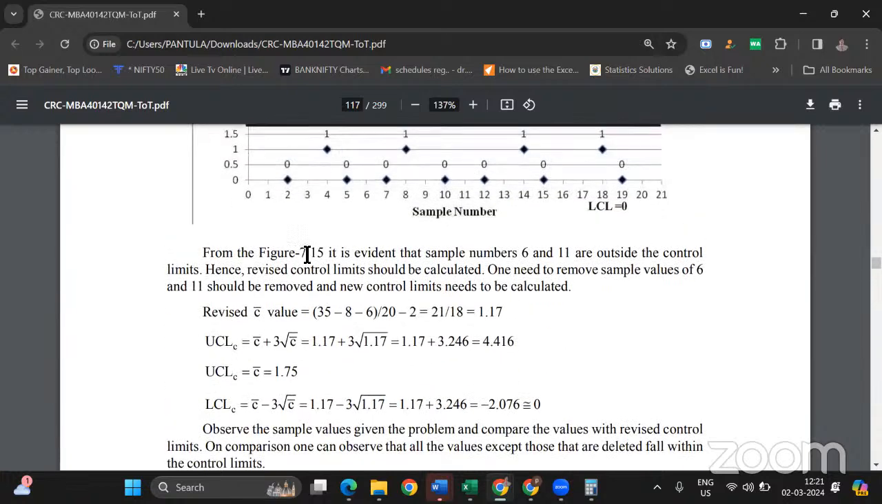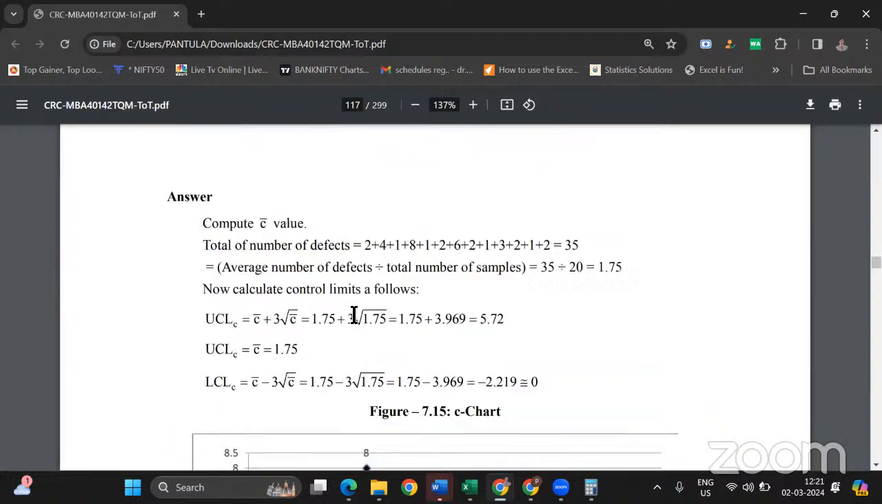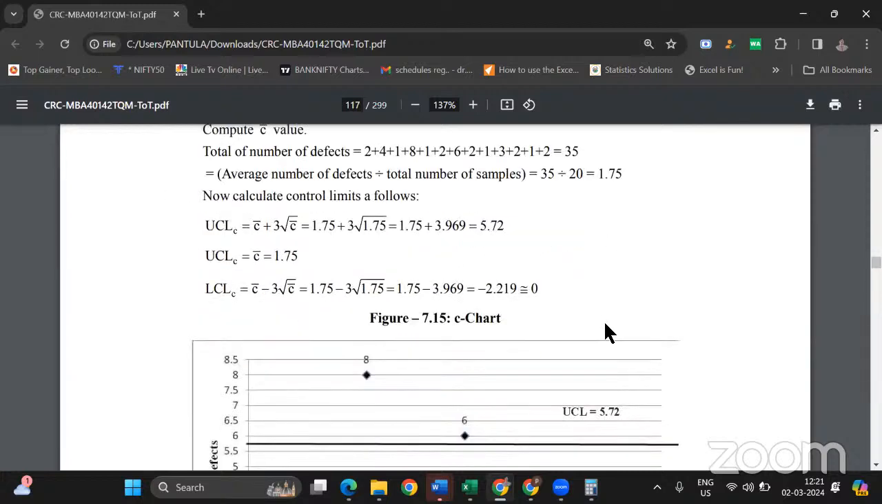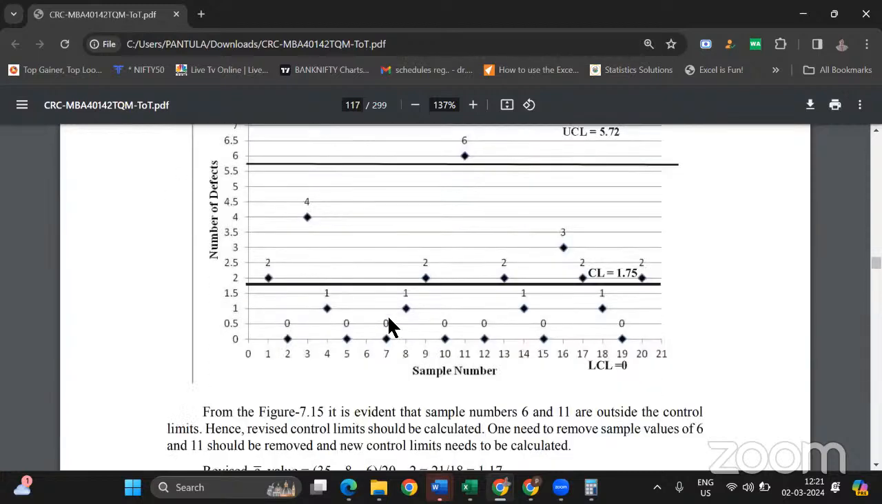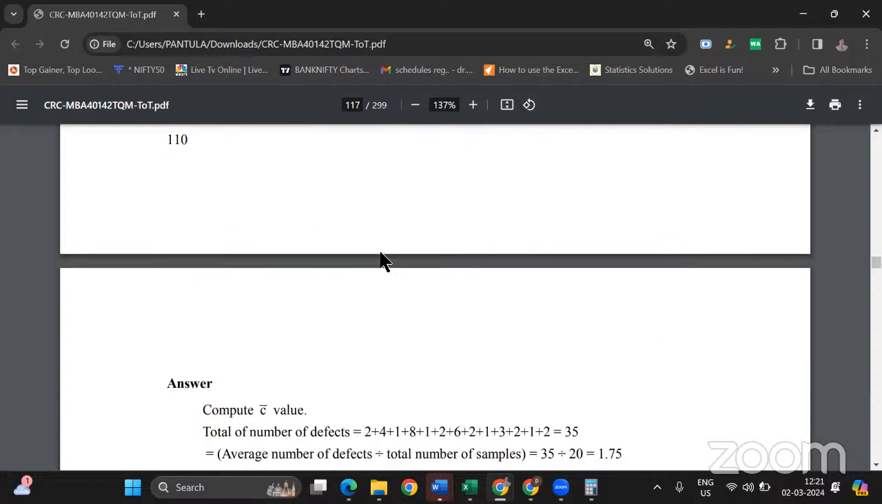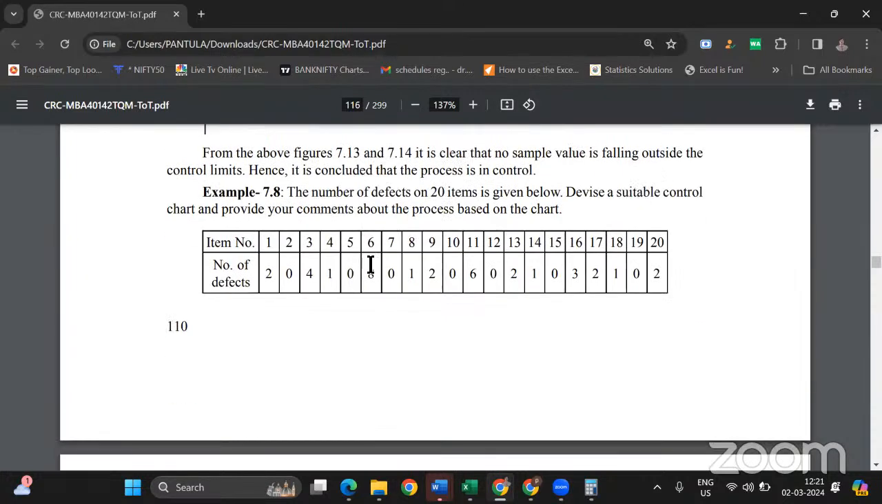Now from the above figure, you can see whether any event occurred across the upper control limit of 5.72 in the figure. Which samples crossed it? Sixth sample and 11th sample. Yes, sir, the 6th and 11th samples crossed it.